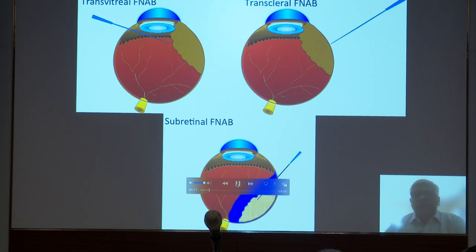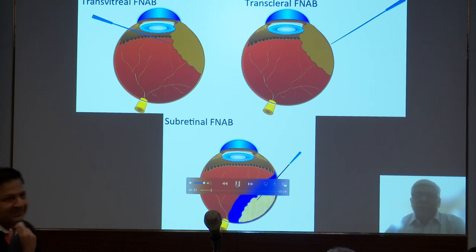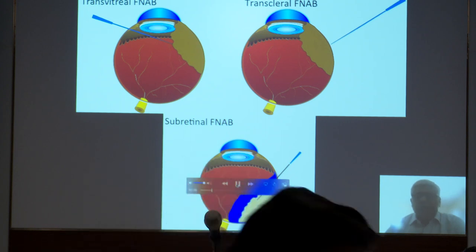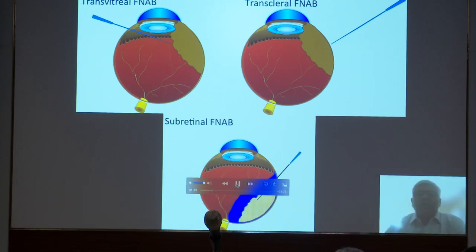The transscleral fine needle aspiration biopsy avoids this retinal break by entering the mass through the overlying sclera. The risk in this is that there is a possibility of spillage of cells in the orbit when we enter the mass through the overlying sclera. If there is substantial exudative retinal detachment, we can do a subretinal fine needle aspiration biopsy, wherein the needle enters away from the mass lesion into the subretinal space beneath the exudative retinal detachment and enters the mass lesion.